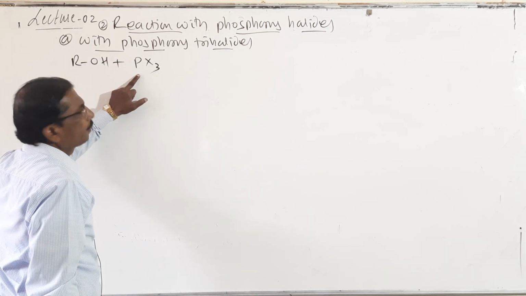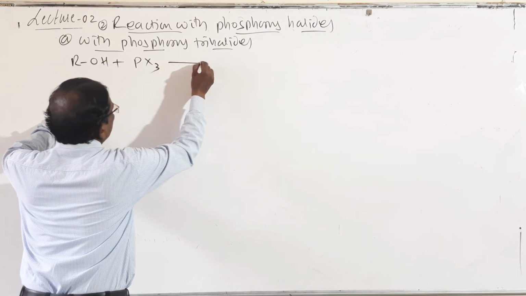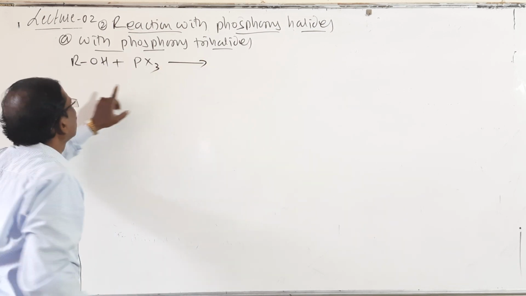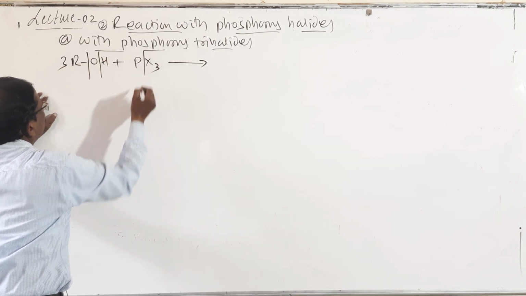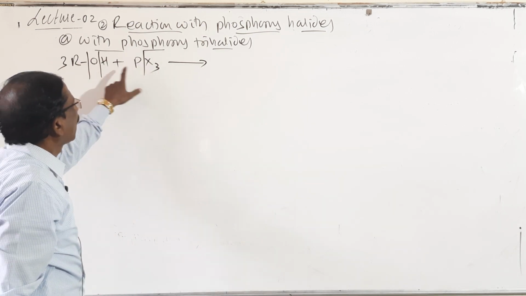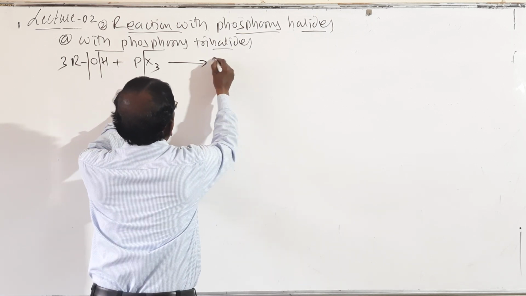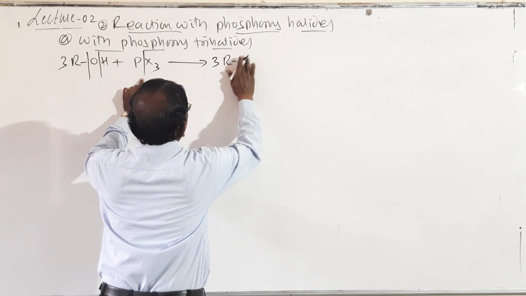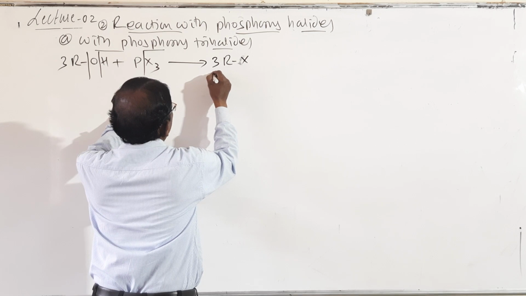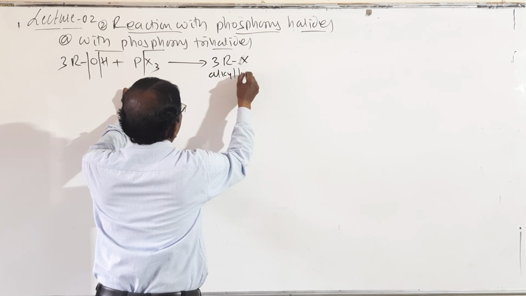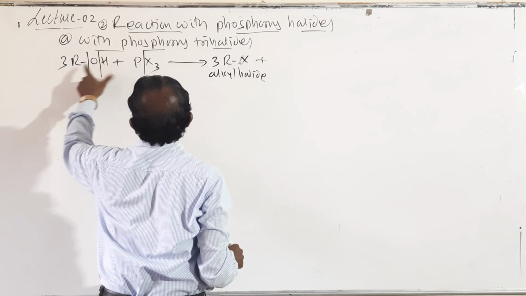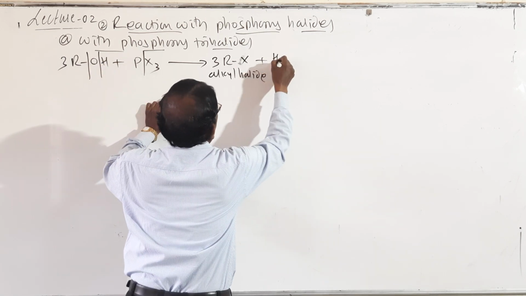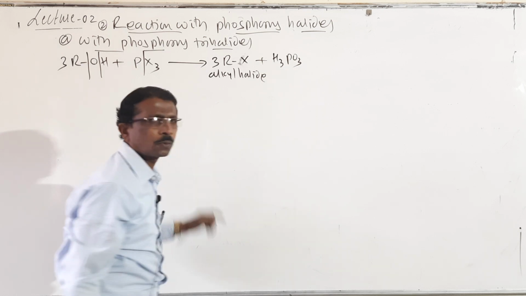So when it is treated with phosphorus trihalide, look here students, 3 X are there, so I will write 3 here. Then it breaks into 3 parts: 1, 2, 3. It forms 3RX, which is called alkyl halide, plus H3PO3, phosphorous acid.